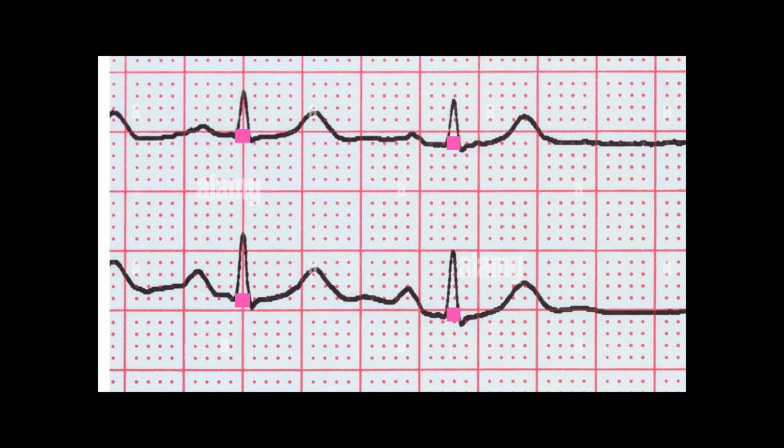The last step in rhythm analysis is to ensure the QRS duration is a normal 1 to 3 boxes.